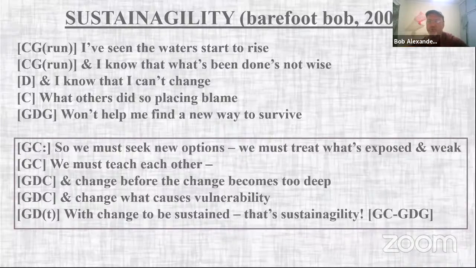I've seen the water start to rise. I know that what's been done's not wise. I know that I can't change what others did, so placing blame won't help me find a new way to survive. So we must seek new options. We must treat what's exposed and weak. We must teach each other. Change before the change becomes too deep. Change what causes vulnerability.